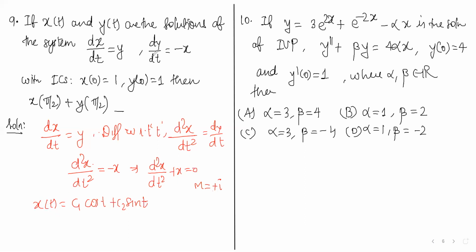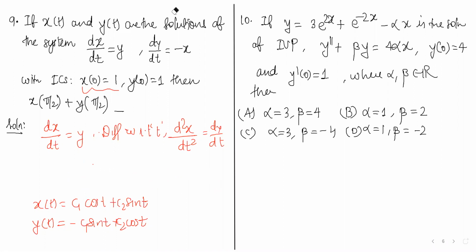And once I got x, I can easily just differentiate to get y, because I know that if I differentiate x with respect to t, I get y. So I'll simply write down here y of t, and that gives me minus c1 sin t plus c2 cos t. And now, in fact, it's the time to use the initial conditions. x of 0 is 1. I'll erase this quantity because I have no space here. I don't need it since I got the solution.